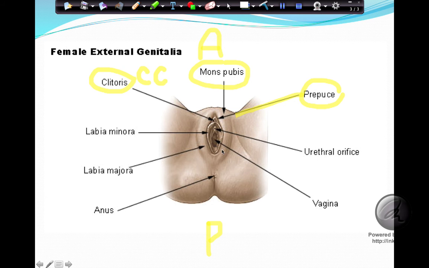If we're focusing on the vagina, it is way down here. Let me get my highlighter here. The vagina is way down here. The clitoris is way up here. That's quite a distance, right?